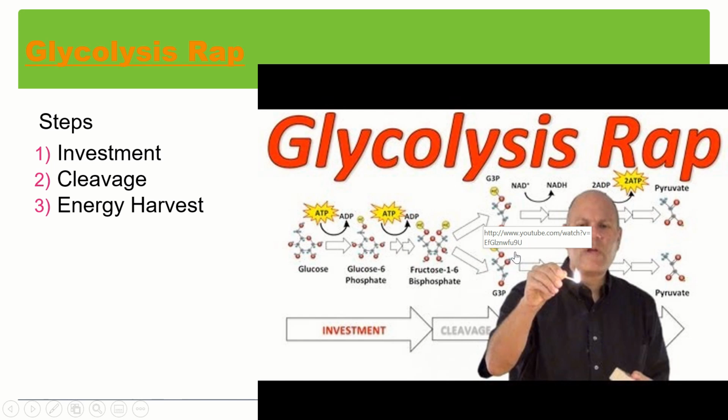You don't need to know all the names of the intermediates at this point. You really just need to know pyruvate comes out and then follow the energy through the rest of it. Okay, so that is the end of glycolysis. I'm going to stop this video here so it doesn't get too long, and I'll make a separate one for Krebs and the electron transport chain.